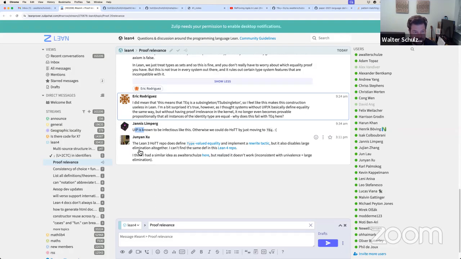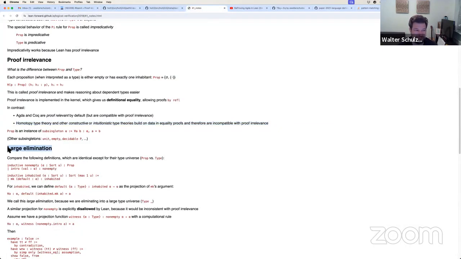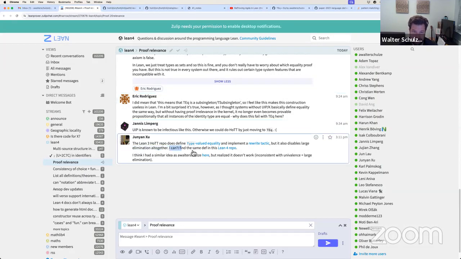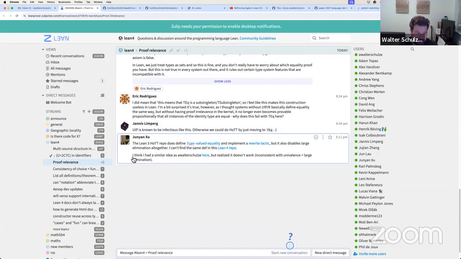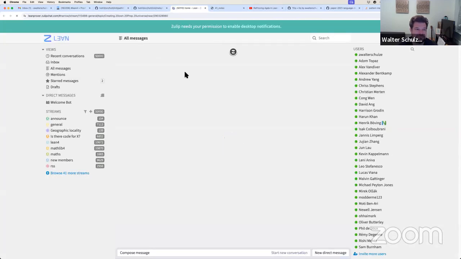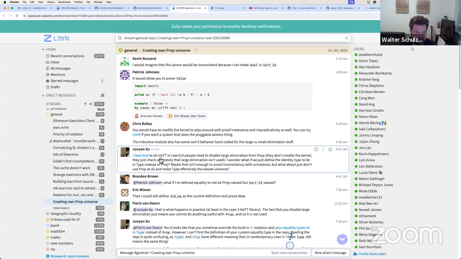But it also disables large elimination altogether. Okay, so that's the large elimination that we should read about. And this doesn't exist in the Lean 4 repo, so we're on our own-ish, although these people have been very helpful. Okay, but oh, maybe not. Someone had a similar idea here.